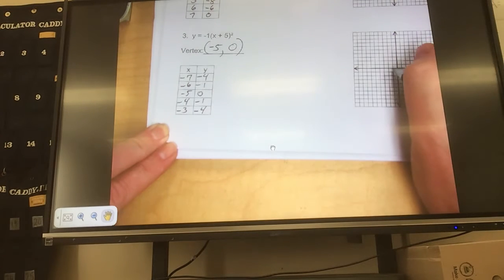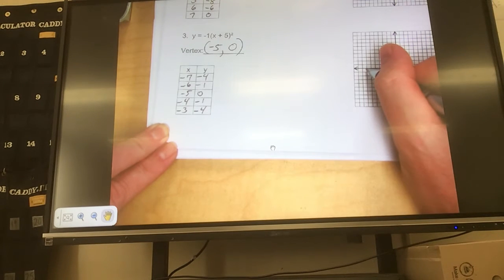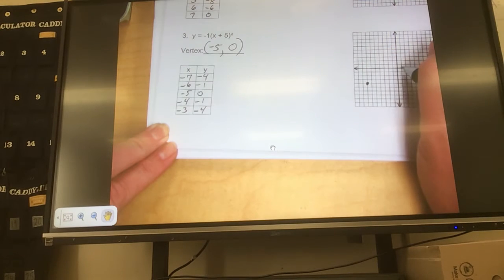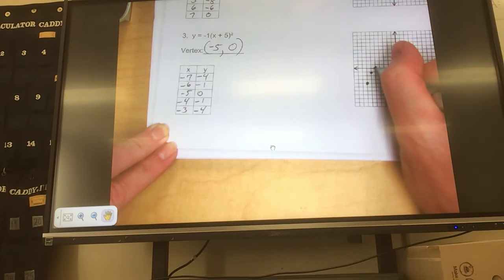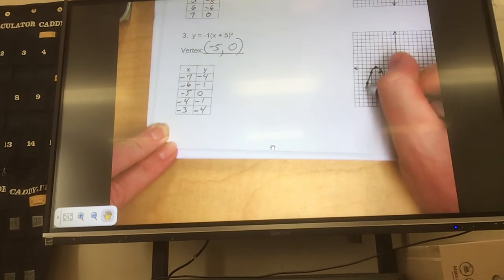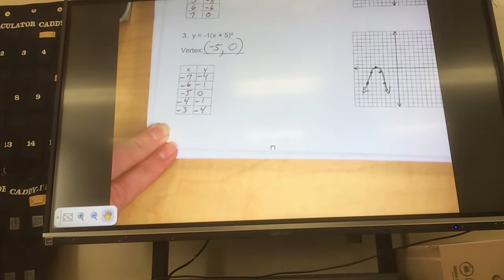So we go over negative 7. That's 3 from the end. Down 4. 1, 2, 3, 4. Put a point. Over negative 6. Down 1. Put a point. Negative 5, 0. And then it repeats itself. And we throw the arrows on the end because it goes on forever and ever.